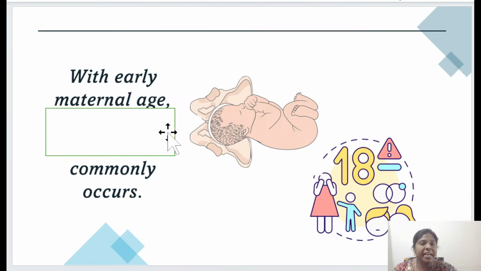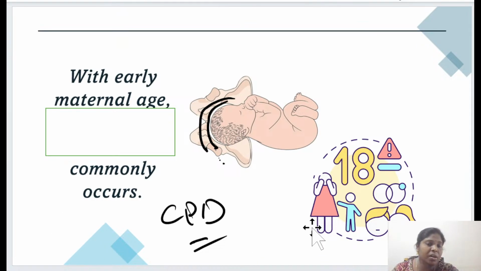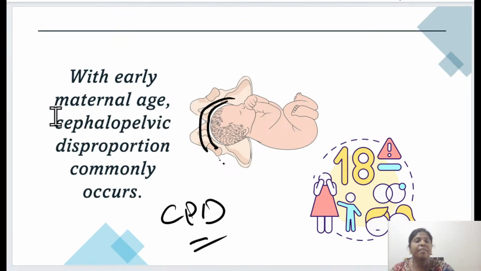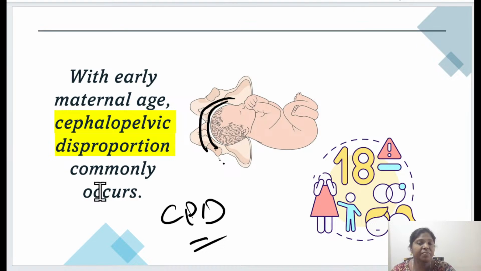With early maternal age, dash commonly occurs. So at early maternal age, what usually occurs? The term is CPD. When you look at the pelvic brim and the baby's head, there will be a mismatch. So that is called cephalopelvic disproportion. If the mother is less than 18 years of age, there will be a chance of cephalopelvic disproportion.